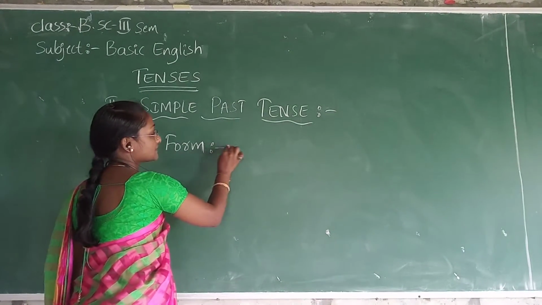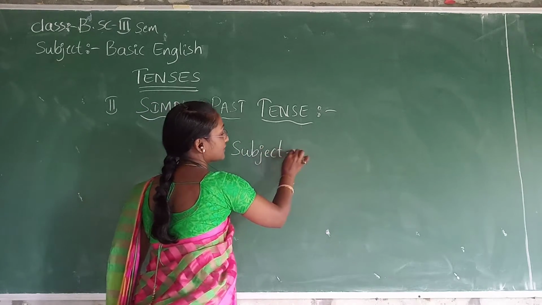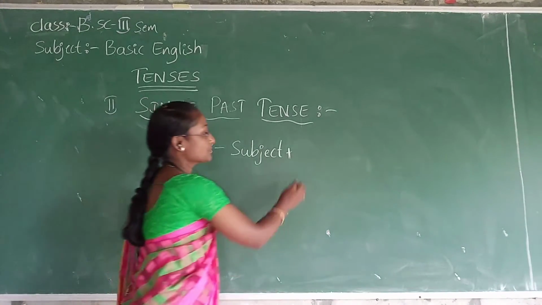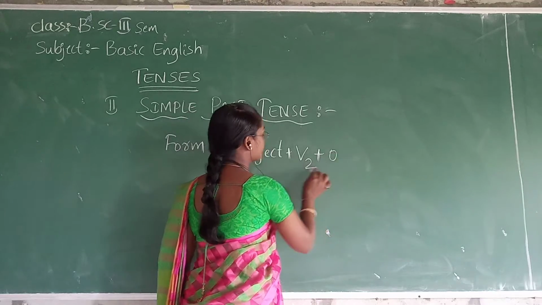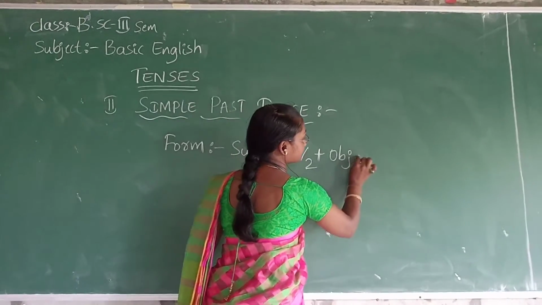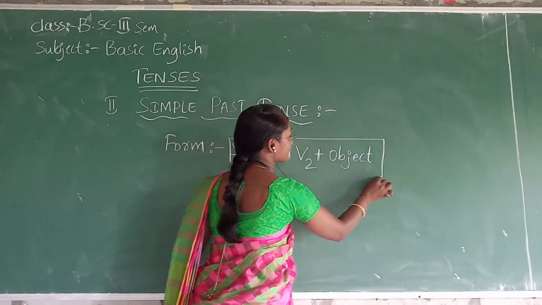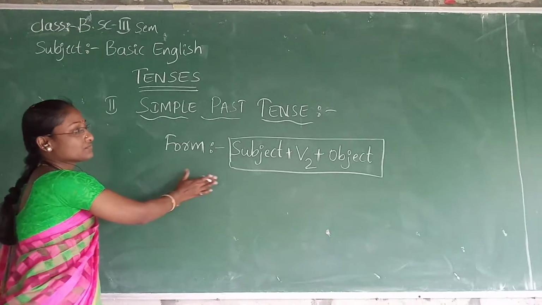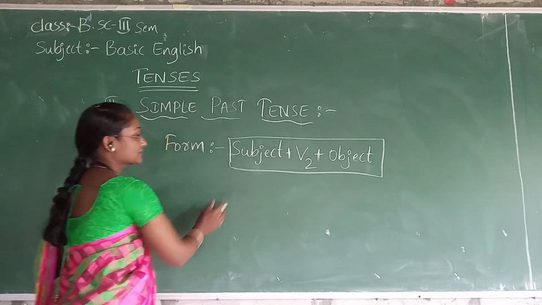The form is subject, plus verb second form V2, plus object. With the help of this structure or form, we can frame past tense sentences.